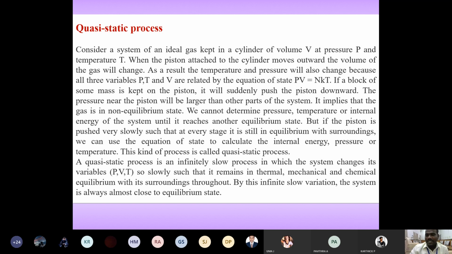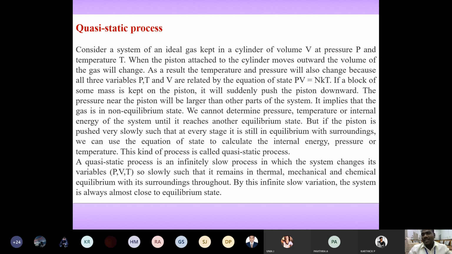After some time it will come to the equilibrium condition. If we leave the system for a certain time, say for example a minimum time, then it will come to the equilibrium position. Right. But if the piston is pushed very slowly, such that at every stage it is still in equilibrium with the surroundings, assume the process was dead slow.